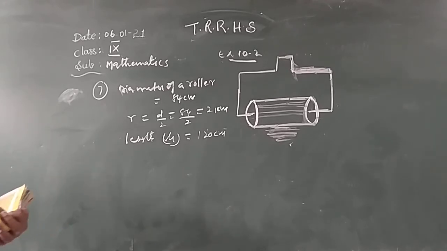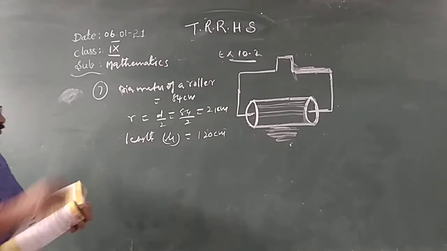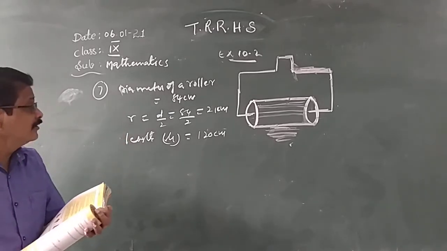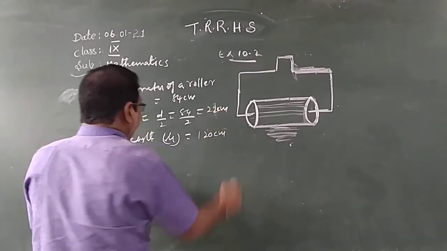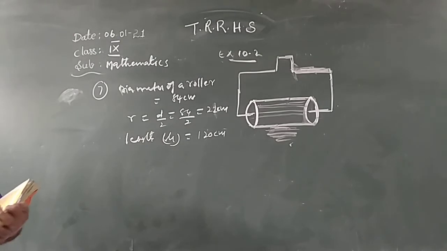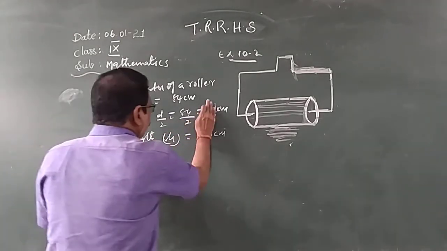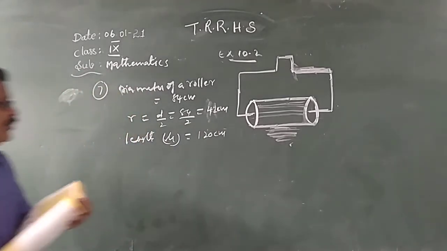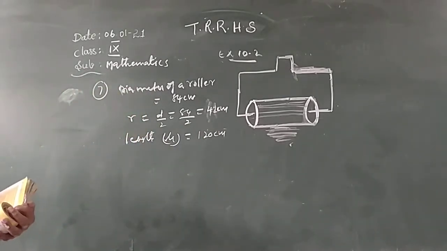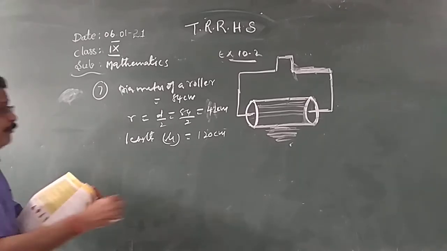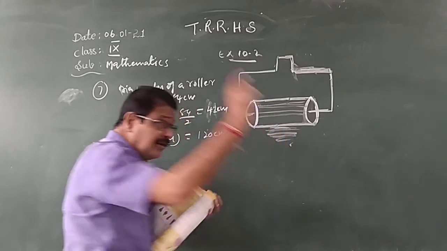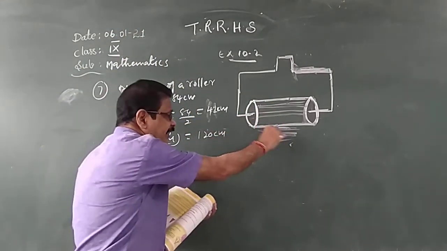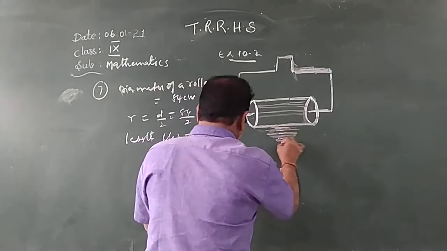The road roller has diameter 84 centimeters. R is equal to D by 2, 84 by 2. The radius is 42 centimeters. Length means height, 120 centimeters. It takes 500 complete revolutions. The road roller is pushed and pulled back. He rolls the road roller 500 times.